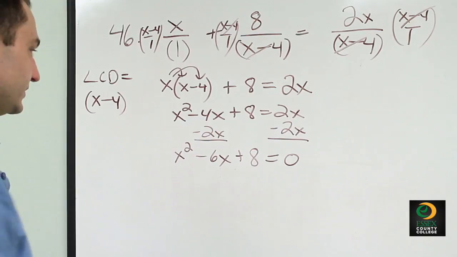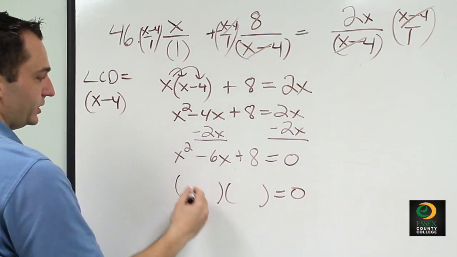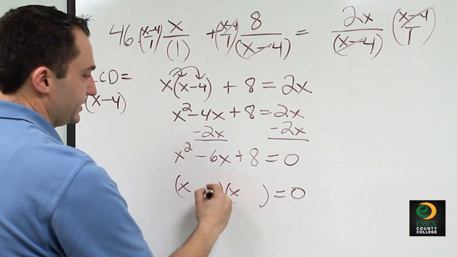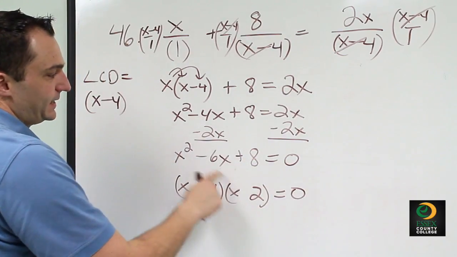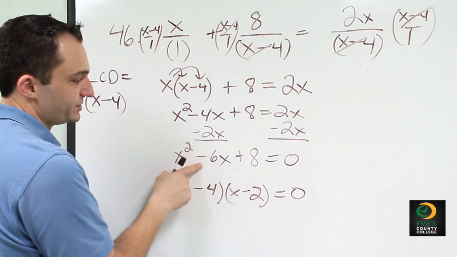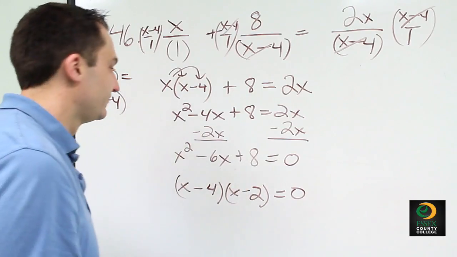Now we have to factor this into two parentheses. So x squared becomes x and x. Factors of 8 that make 6 are 4 and 2. And we want them to be added together to get a negative 6. So we're going to do negative 4 minus 2 gives us negative 6. And negative 4 times negative 2 gives us positive 8.